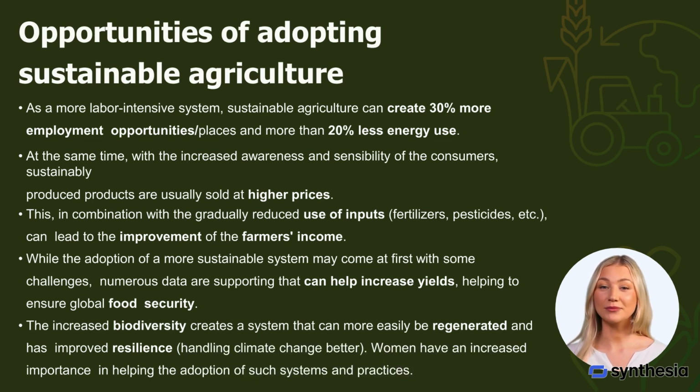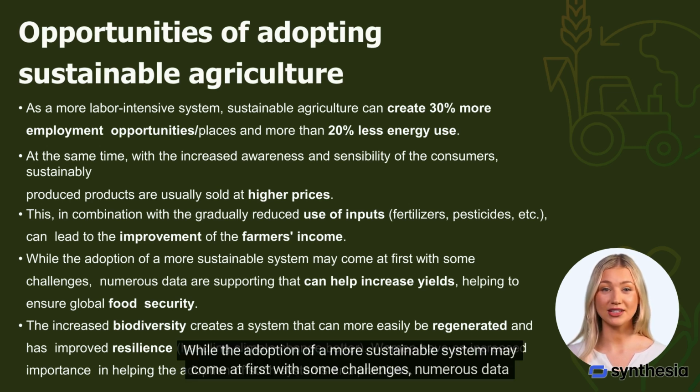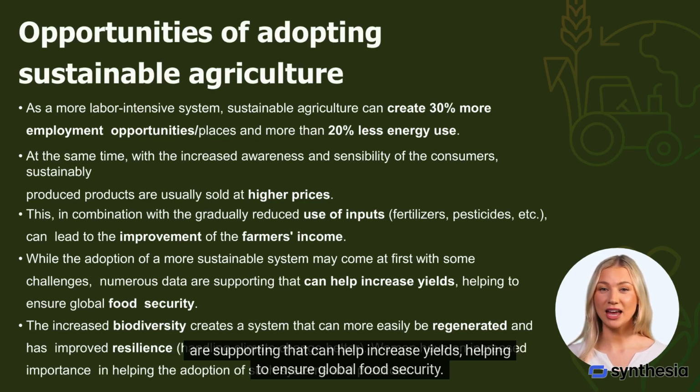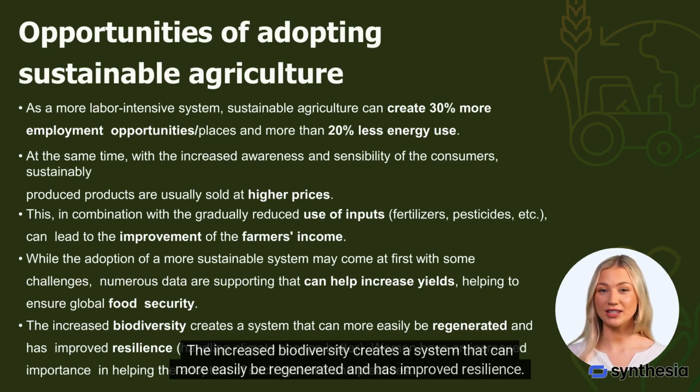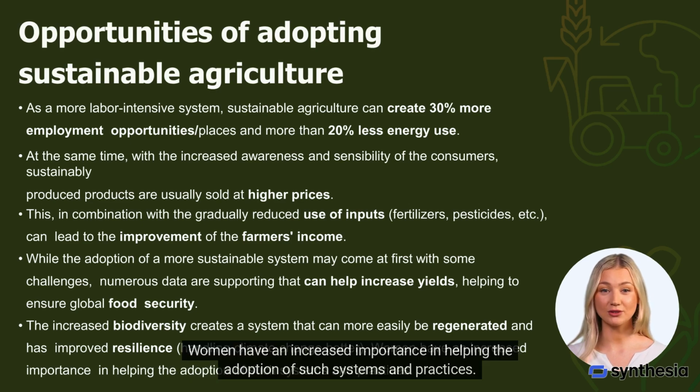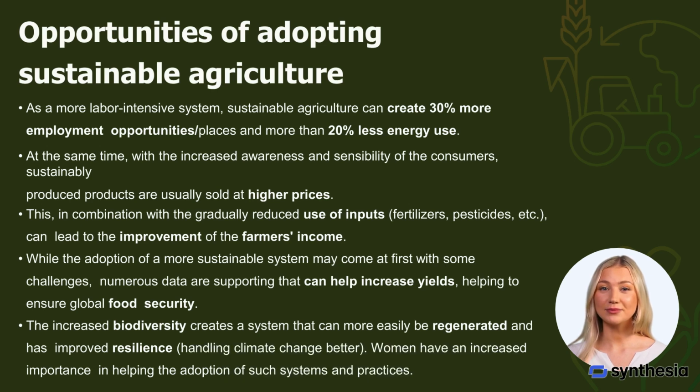While the adoption of a more sustainable system may come at first with some challenges, numerous data are supporting that it can help increase yields, helping to ensure global food security. The increased biodiversity creates a system that can more easily be regenerated and has improved resilience. Women have an increased importance in helping the adoption of such systems and practices.